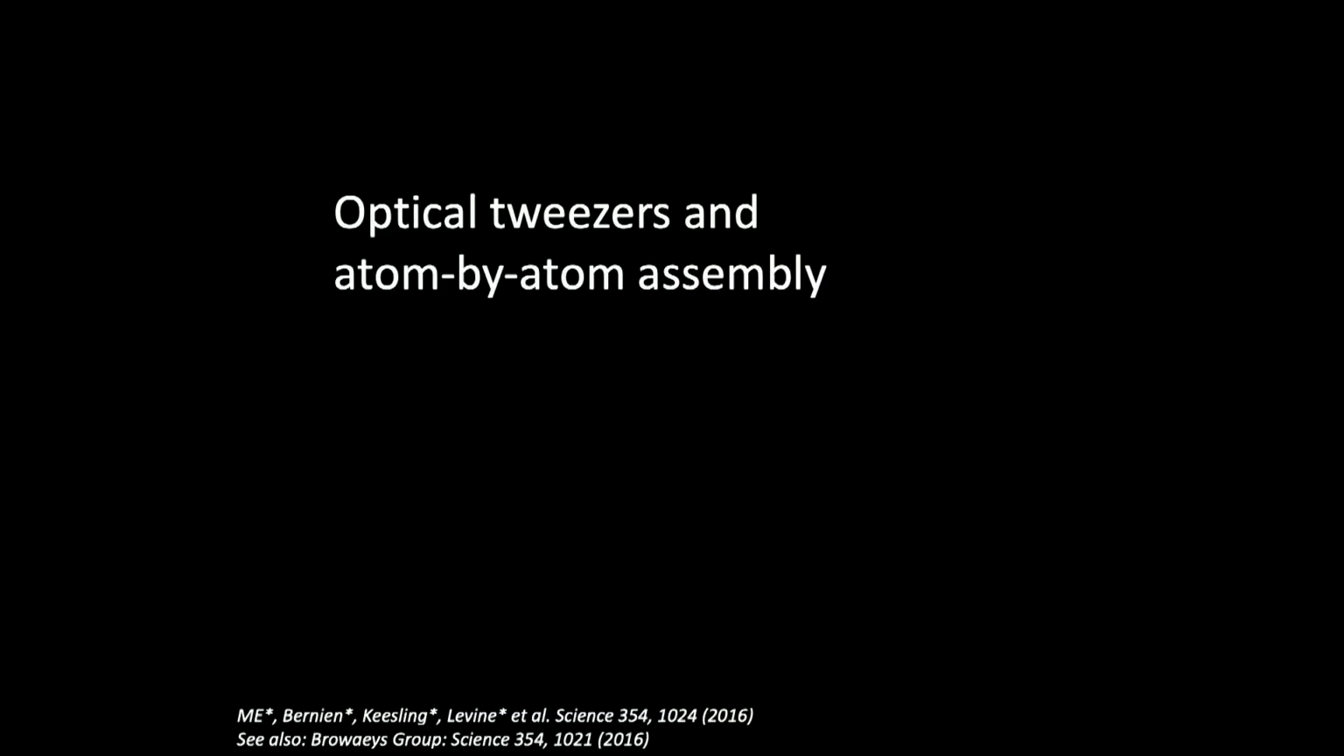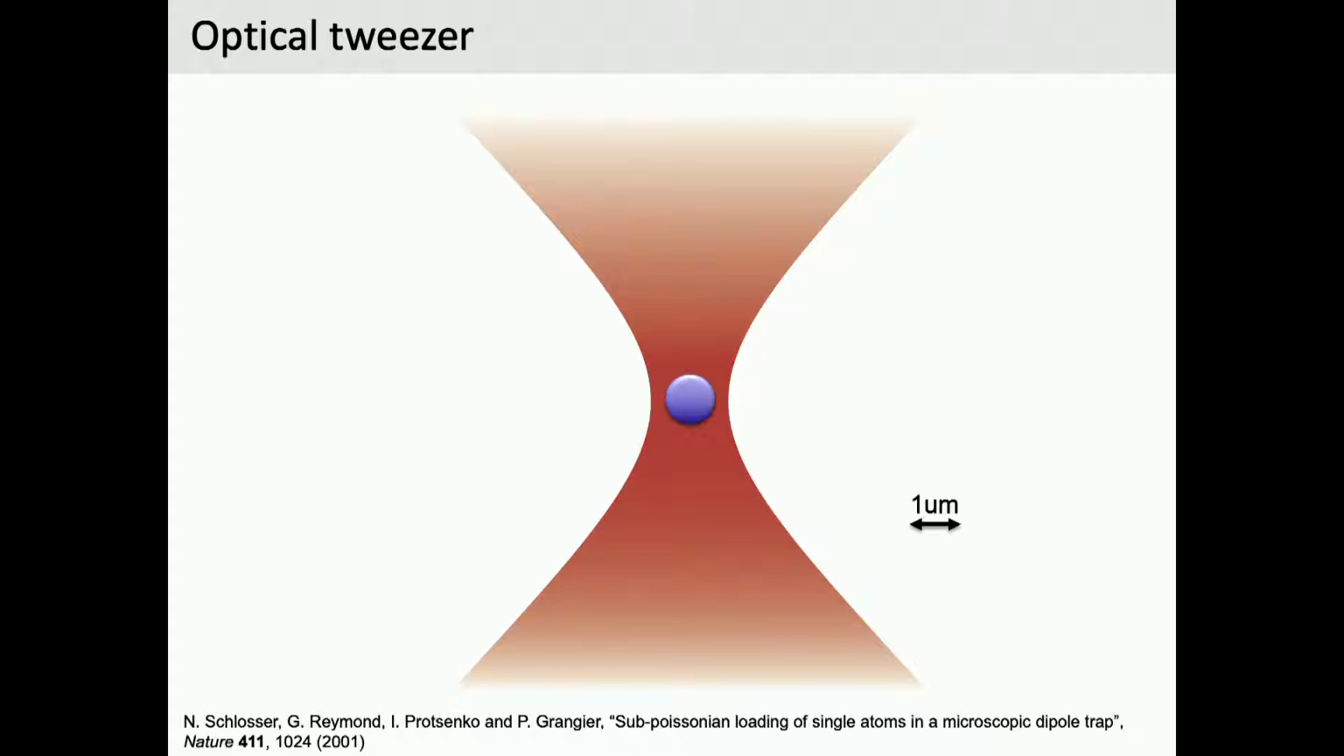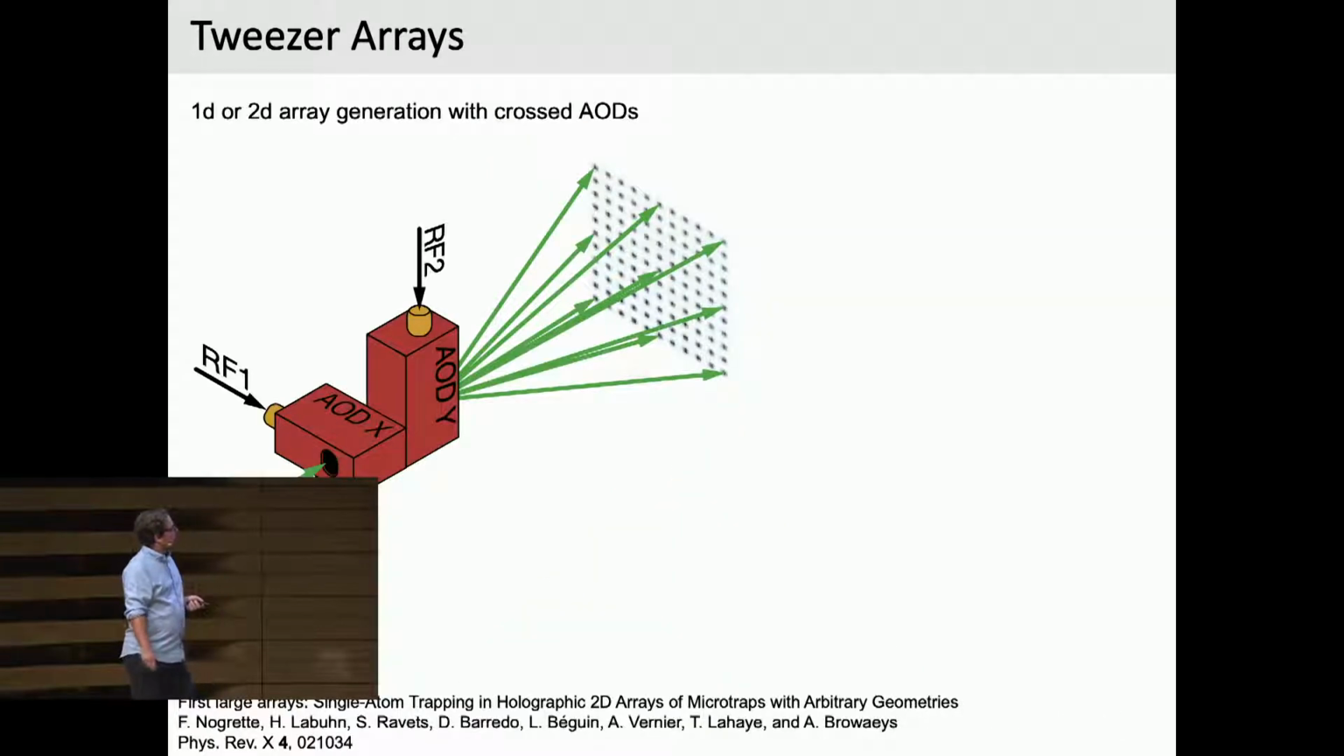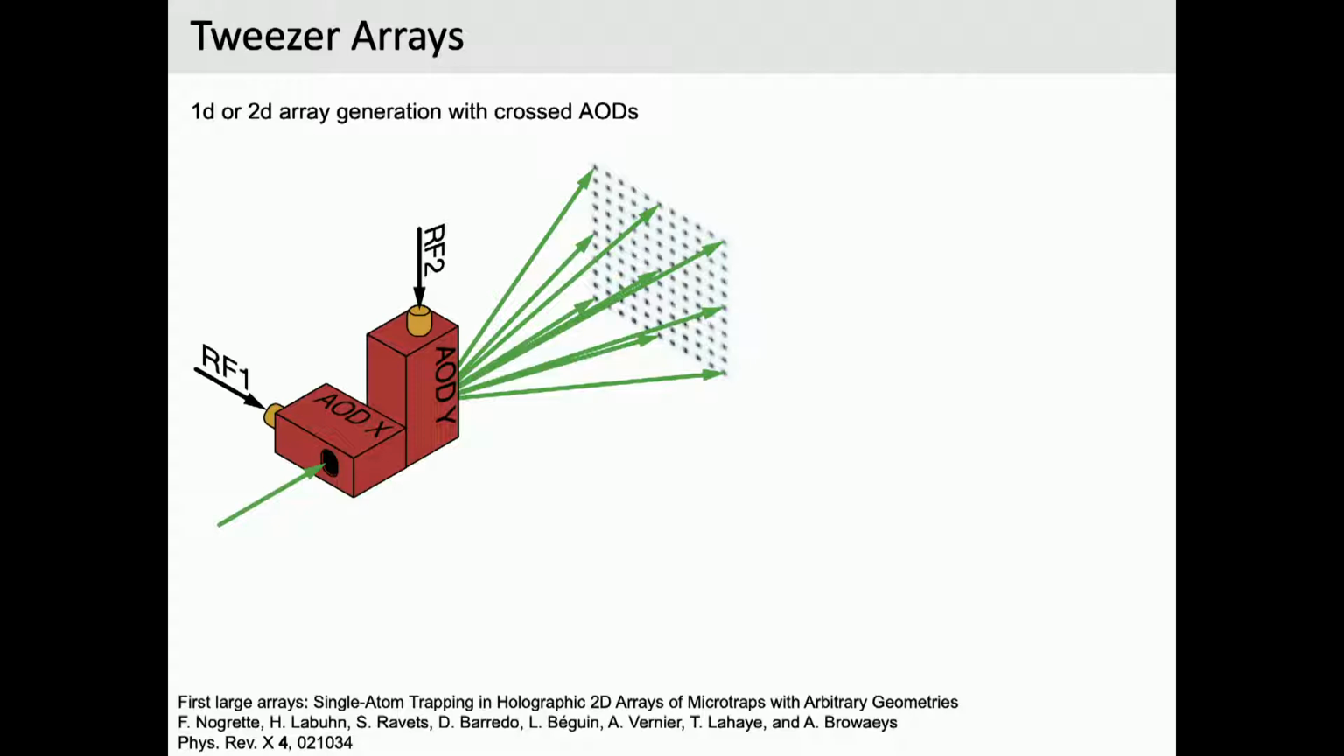As mentioned, we use optical tweezers and atom-by-atom assembly in our experiments. Let me briefly walk you through that. What is an optical tweezer? It's a tightly focused laser beam in which you can trap a single atom, and it was already shown in the early 2000s that this is possible. We use very large-scale tweezer arrays that you can generate either with an acousto-optical deflector or a spatial light modulator.